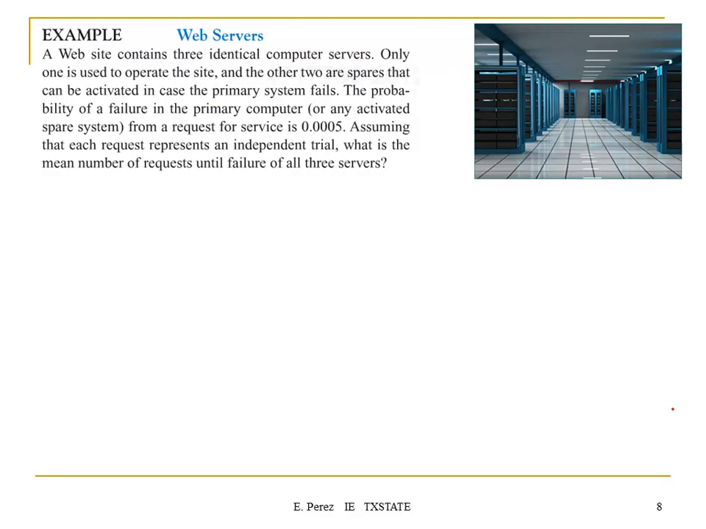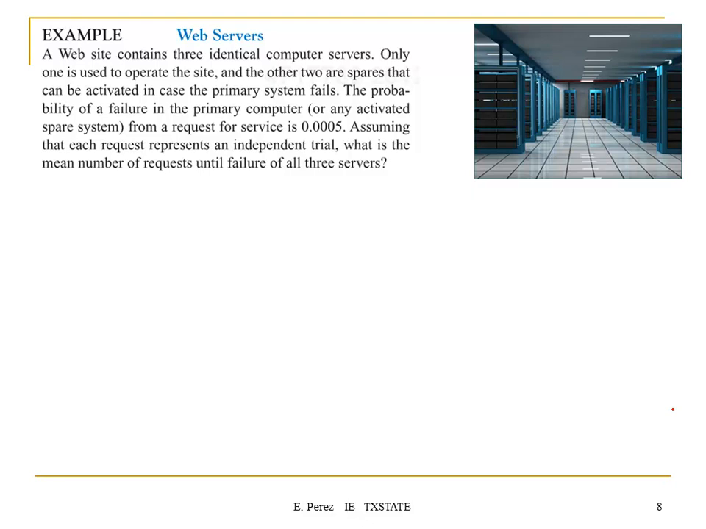We have another example here. A website contains 3 identical computer servers. Only one is used to operate the site, and the other 2 are spares that can be activated in case the primary system fails. The probability of a failure in the primary computer or any activated spare system, from a request for service, is 0.0005, very small. Assuming that each request represents an independent trial, what is the mean number of requests until failure of all 3 servers? I'm going to give you an idea.